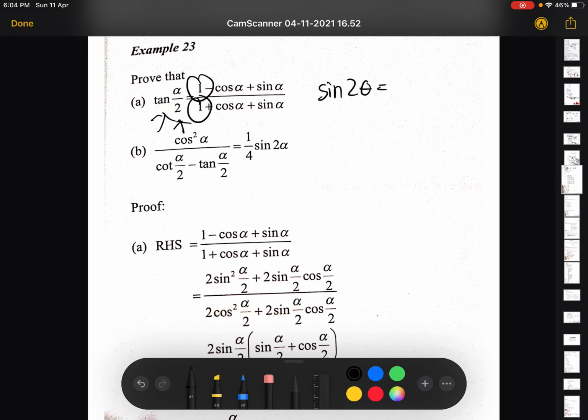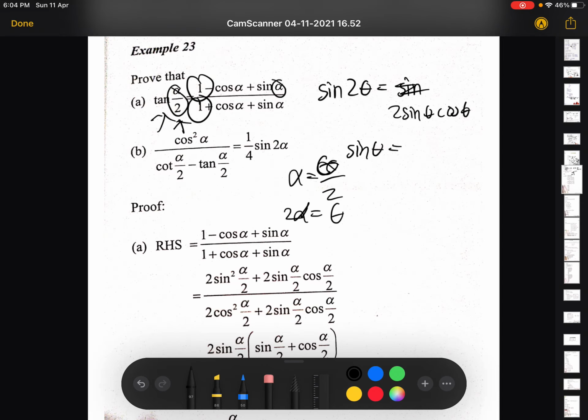Sine 2 theta equals 2 sine theta cos theta, right? But here is sine alpha, and here is alpha over 2, not 2 theta and theta. So what if you let theta equal alpha over 2? So therefore alpha equals 2 theta. So sine alpha equals 2 sine alpha over 2 cos alpha over 2. And then you can sub in here.